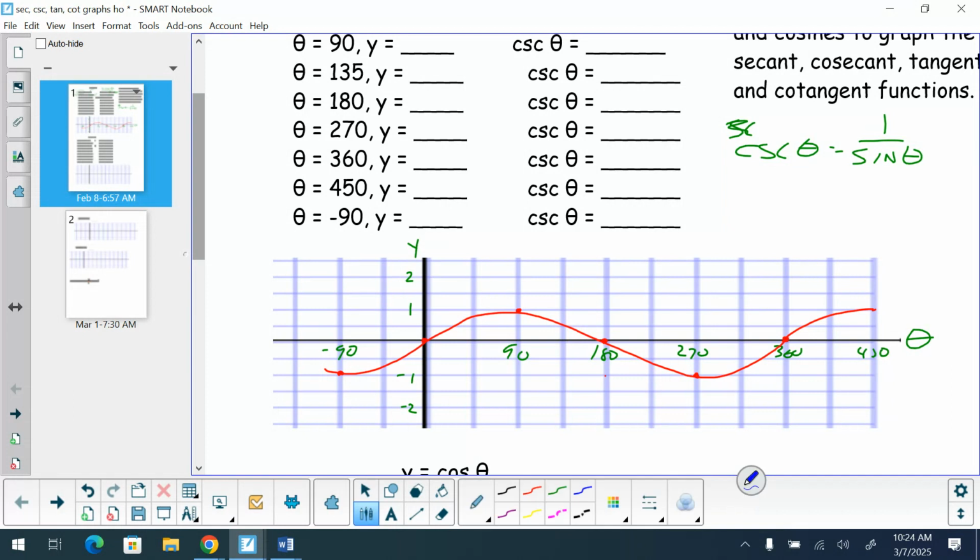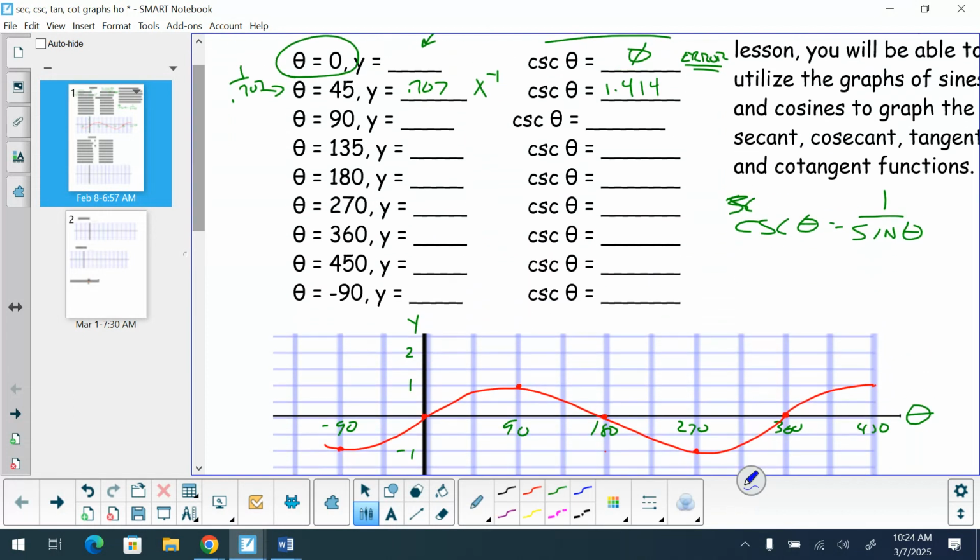And then I want you to graph theta and y over here, just for the cosecant value, not the sine value, but the cosecant value. Go ahead and graph those points.